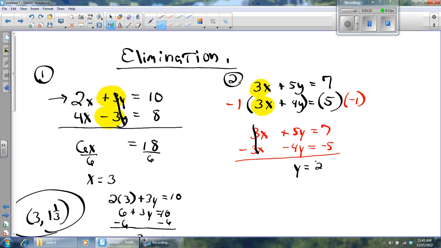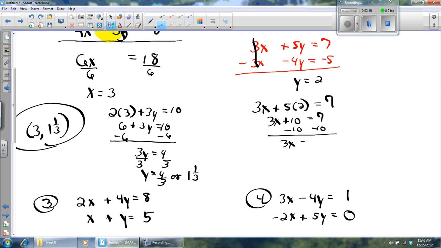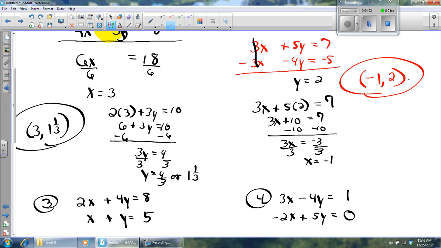Now to figure out x, I'm going to take one of these first two equations, substitute y in. I think I'll take the top one, 3x plus 5 times 2 will equal 7. 3x plus 10 equals 7. Minus 10, minus 10. 3x is going to equal -3. Divide by 3, divide by 3. x is going to equal -1. So we're going to have the point -1, positive 2. There you go.